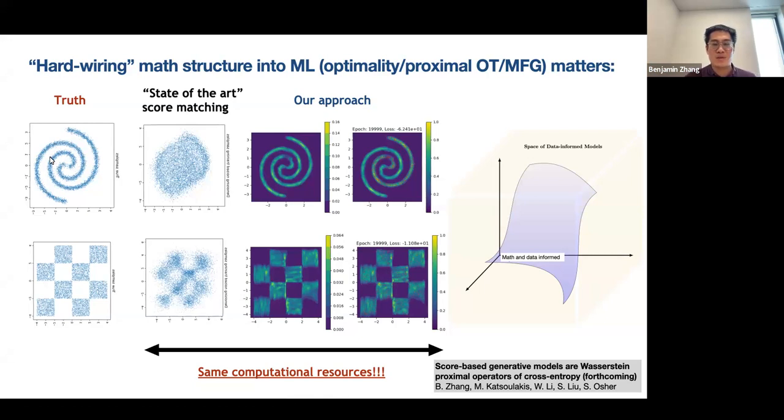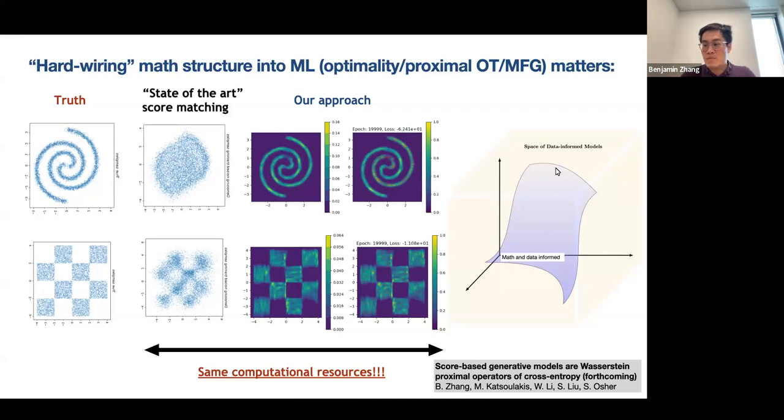So here are some preliminary results, where we took two spirals. If you did regular score matching with a neural network, you'd just get a bunch of junk. But because you told the model what it should look like a priori, it can find a good generative model really quickly. So the whole idea here is that by using the mean field games to inform what the model should look like, you can restrict the space of models that you should look at.